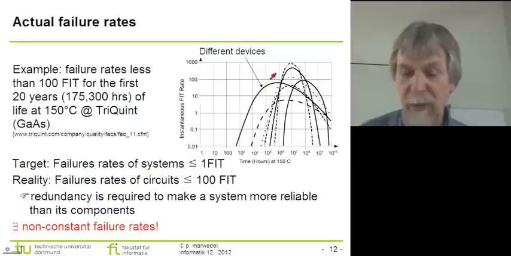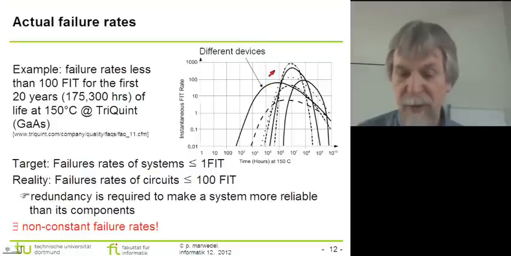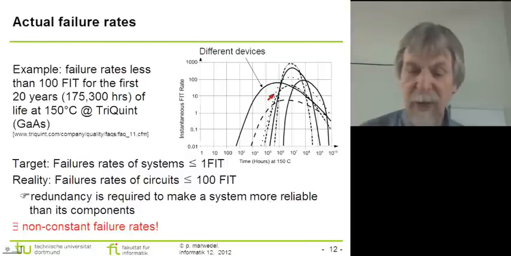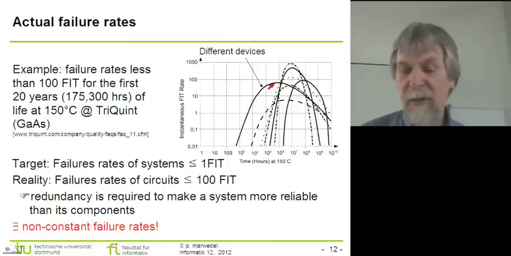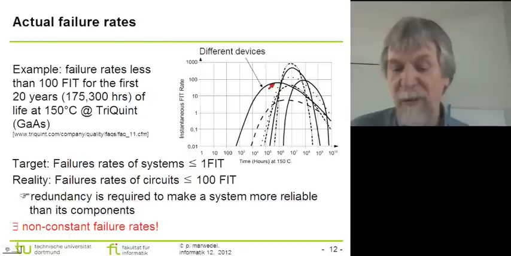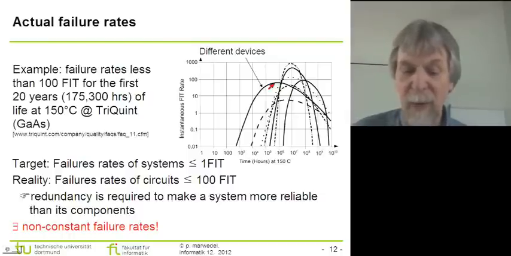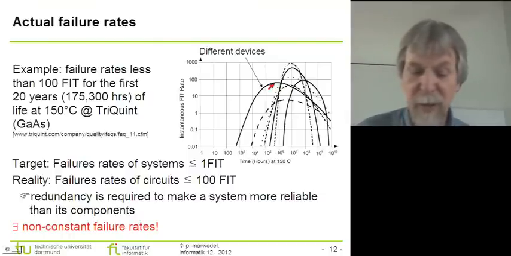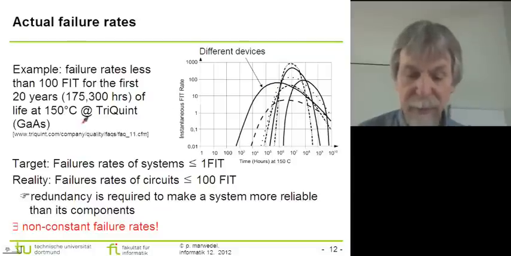So assuming that these numbers are realistic, we can see that for these 20 hours, we are staying below a failure rate of 100 FIT, which means that the circuits are not failing, I would say, very frequently. However, we still have this failure rate of up to 100 FIT.